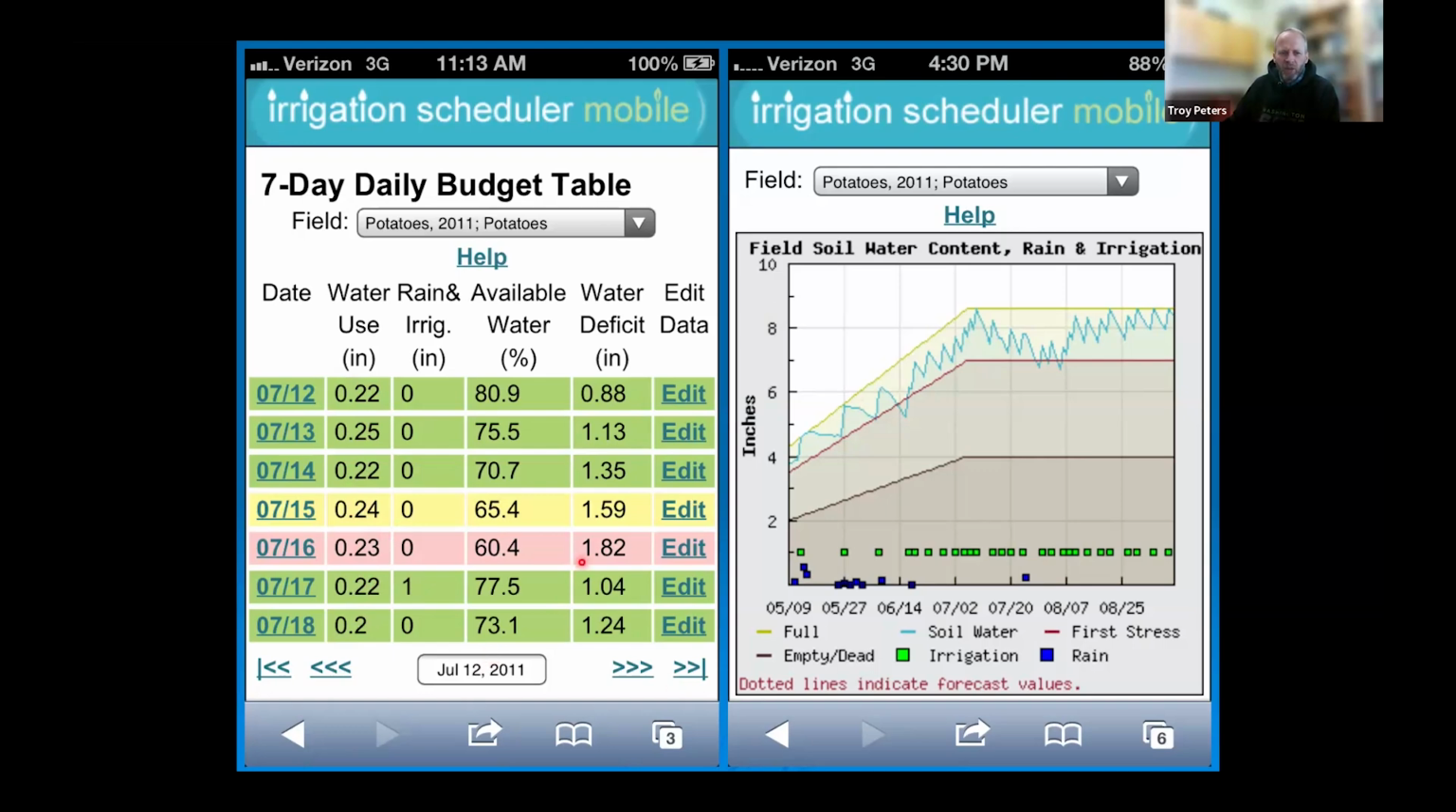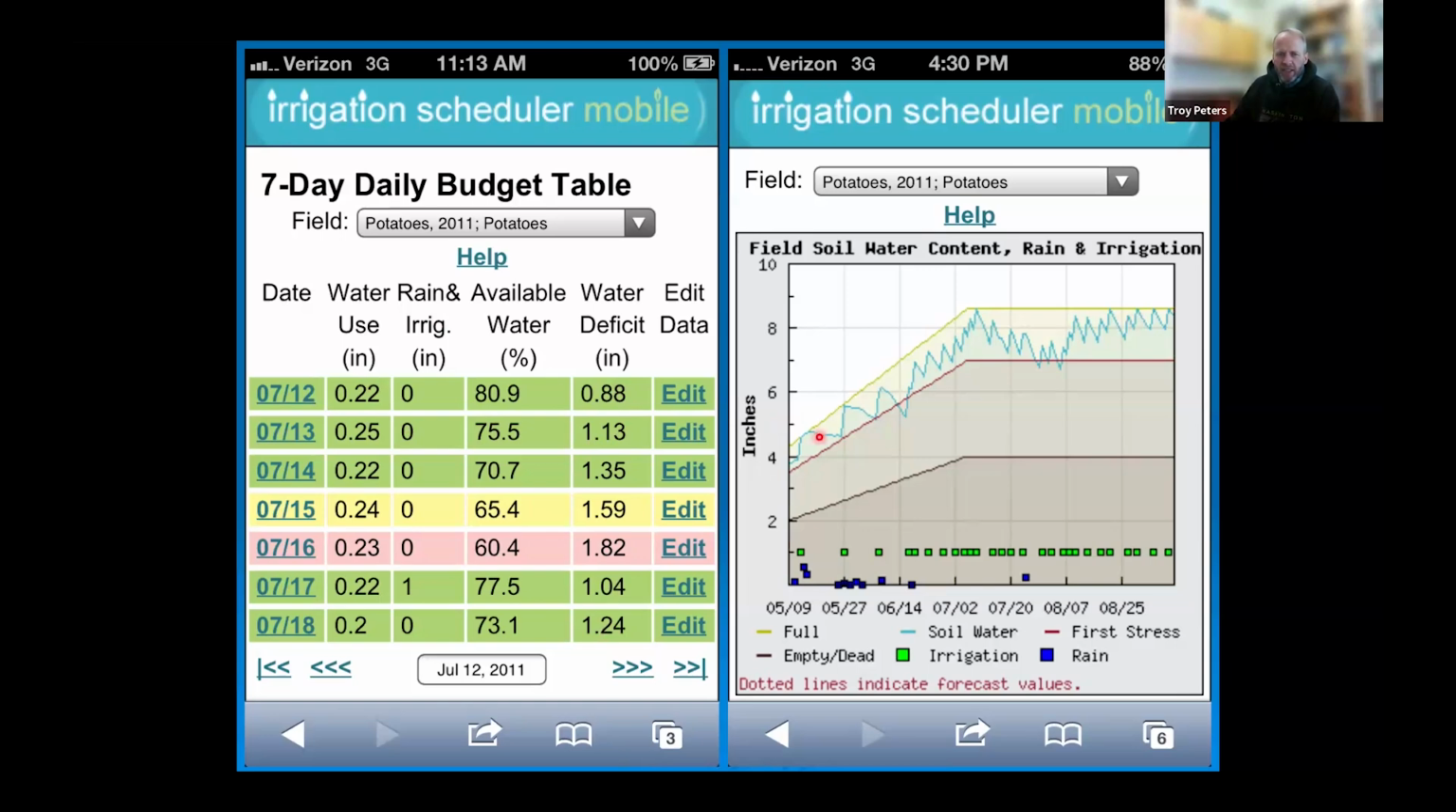The number that we find that most growers think is interesting and useful is this soil water deficit, or how far down you are from full, or how much space there is in the soil. So this number plus the ET is going to give you this number. So in other words, if I was going to irrigate today, this is how much water I would apply. And then here's that graph.